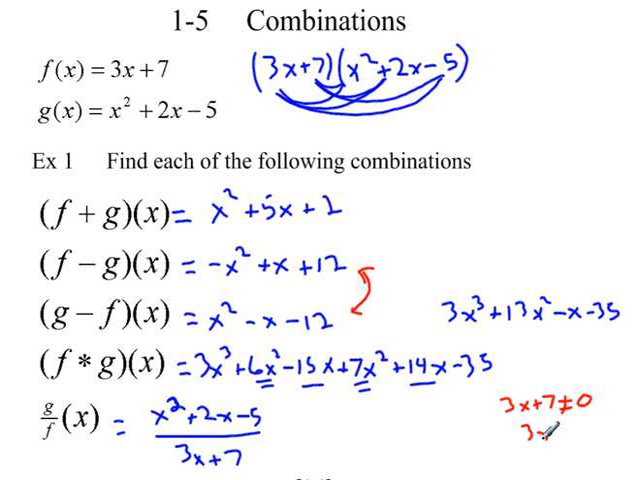If you solve that for x, you'd get an x value of -7/3. So we have to include that in this function as well. We have to say, here's your function. However, x cannot equal -7/3.